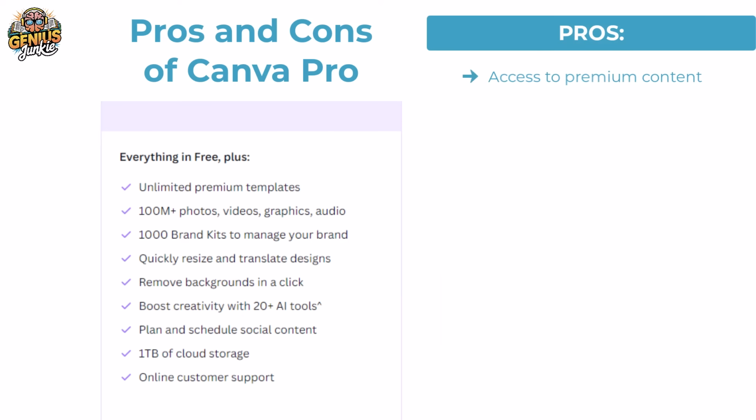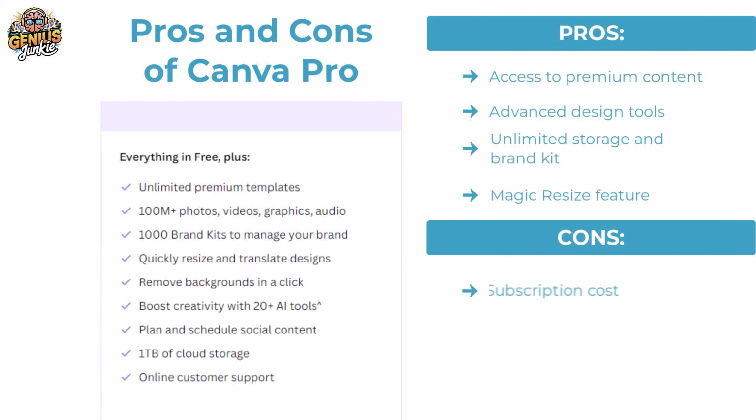Pros and cons of Canva Pro. Pros: access to premium content, advanced design tools, unlimited storage and brand kit, magic resize feature. Cons: subscription cost, may be overkill for simple projects.